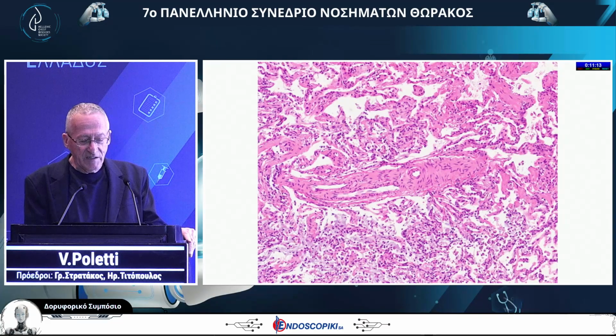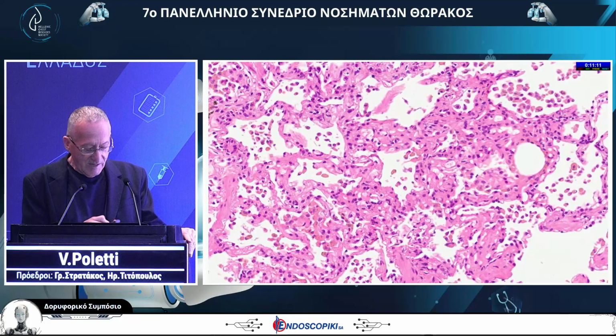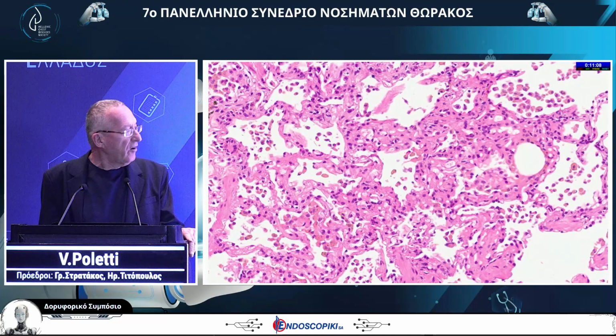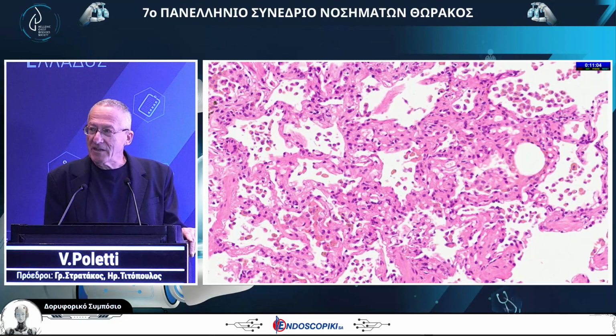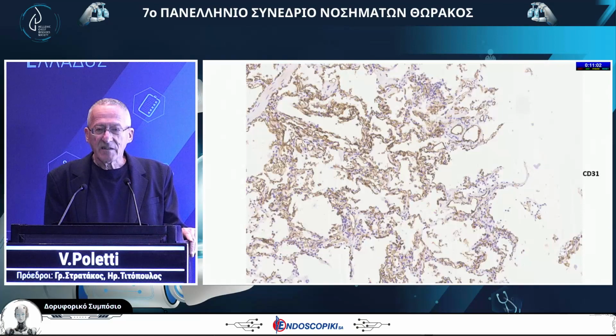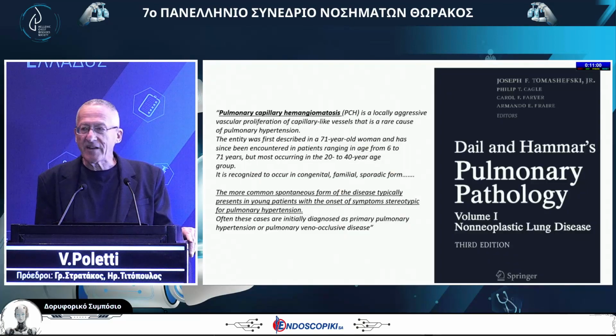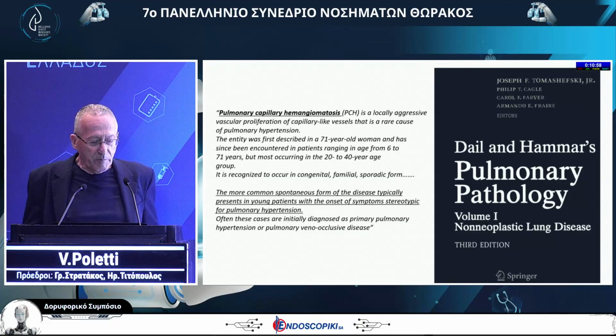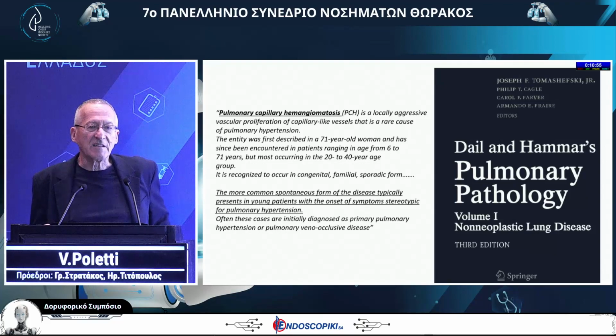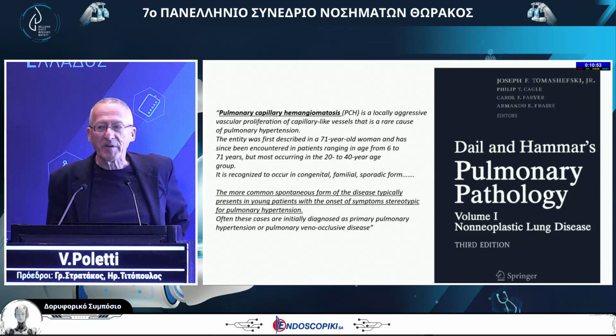This is a vein obliterated, and we have proliferation of capillaries in the alveolar septa, documented by immunohistochemistry, and the final diagnosis was pulmonary capillary hemangiomatosis. That is a completely different diagnosis compared to the hypothesis of hypersensitivity pneumonitis.